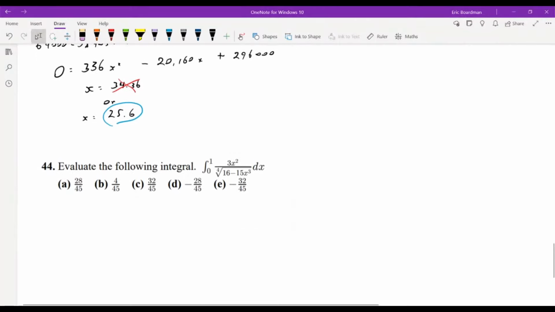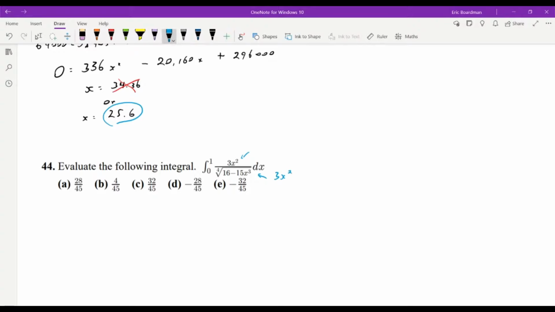So, evaluate the following integral. The integral from 0 to 1 of 3x squared over the fourth root of 16 minus 15x cubed. The first thing I see is that we have an x cubed in the denominator and an x squared in the numerator, and the derivative of x cubed is 3x squared.